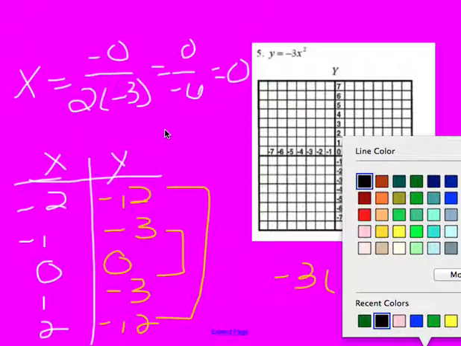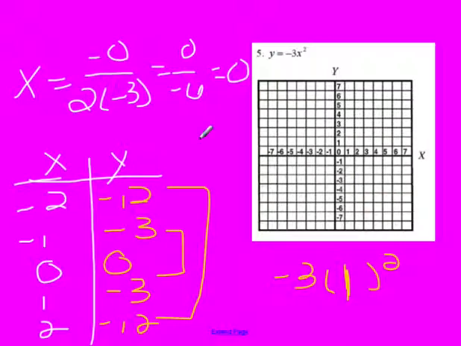So then what we're going to do is our vertex is at the origin, and then we have our axis of symmetry going through our vertex. Then we're going left 1, down 3, right 1, down 3. Then right 2, down 12 is going to be off our graph, so I'm just going to draw those in there, and that's your parabola opening up downward.